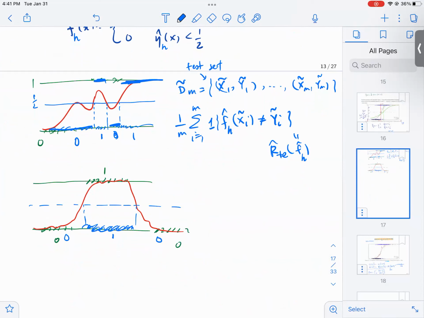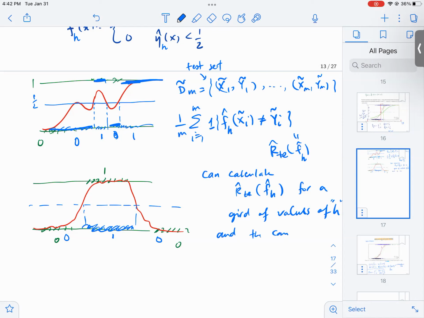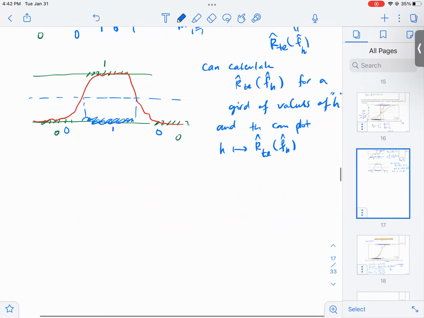So if I do it for every h, or for a grid of values of h, I can calculate R hat test error for a grid of values of h, the bandwidth, and then plot this function. h maps to the test error of f hat h. So here I'm going to have the bandwidth, and this is going to be the test error for f hat h.